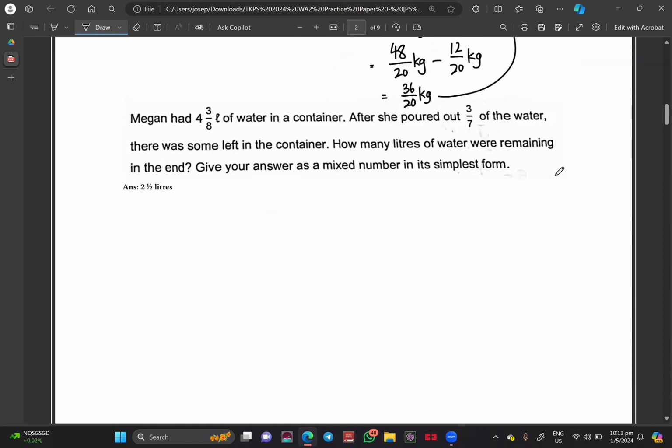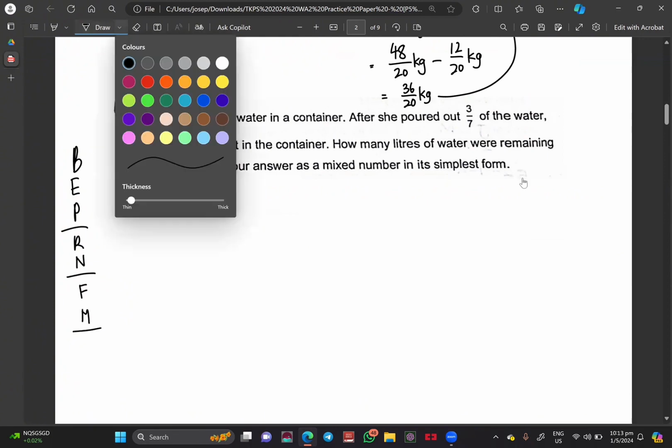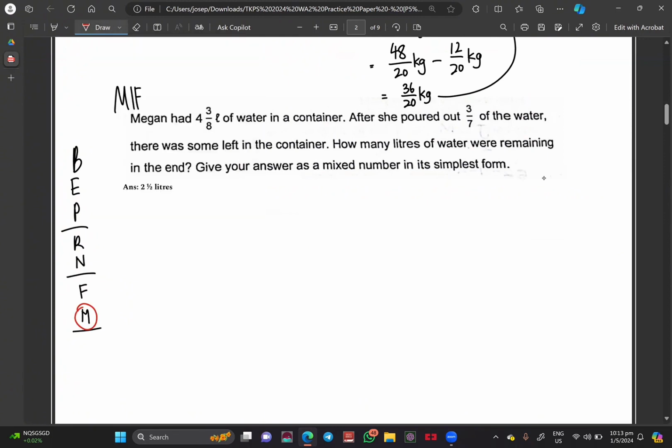Now, let's move on to the next part. As you can see over here, this is what we call multiplication in fractions. If I were to write down the acronym, what is this? This is multiplication in fractions, which is the one that I've just circled. How do I know that? Because there is a mixture of a fraction with units and a fraction.